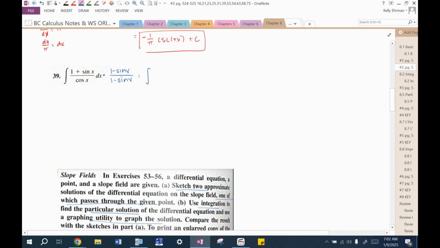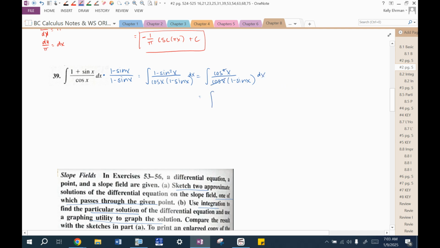So 1 plus sine times 1 minus sine is 1 minus sine squared x, which should be jumping out at you. It's one of our rearranged Pythagoreans. And then when we did these proofs, we didn't actually distribute the cosine and the 1 minus sine. The reason I'm doing this is because I can get 1 minus sine squared is cosine squared. And, oh, there should be dx's here, sorry. And this cosine can cancel with one of these.